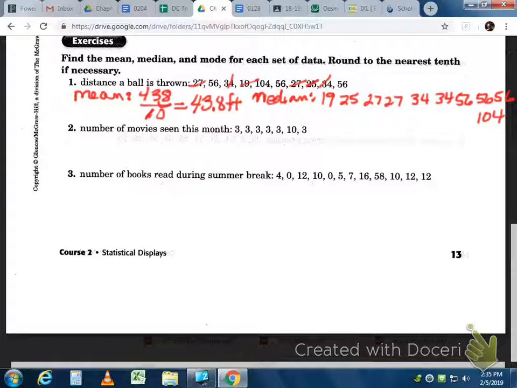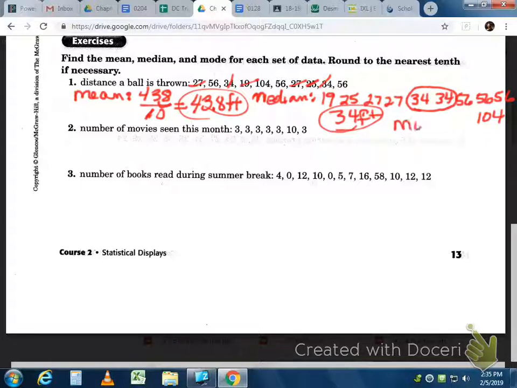I would go back and double check. 1, 2, 3, 4, 5, 6, 7, 8, 9, 10. I got 10, so I'm good. So if there are 10, is there just one in the middle? No, there should be 2 in the middle. And if I count over, it looks like it's these 2. Do I need to add them up and divide by 2? Yes. It's the same number. That's what you're supposed to do, but it's the same number twice. It's just going to be 34. So the median is 34 feet.